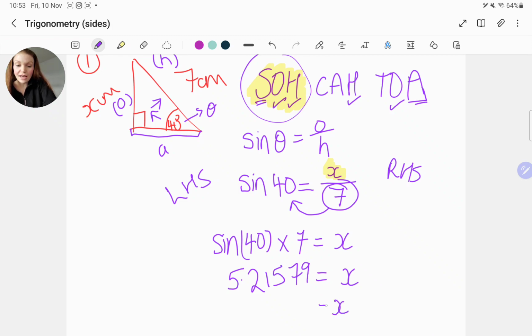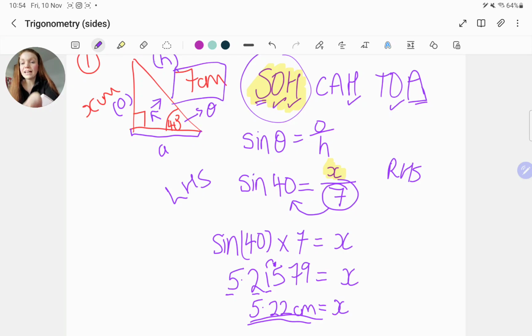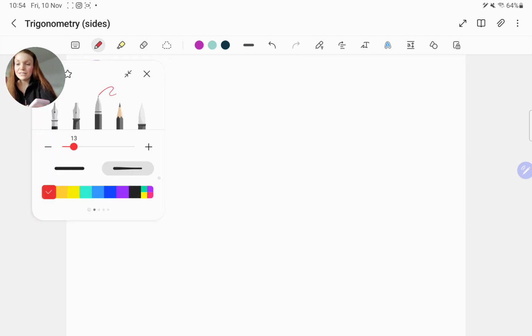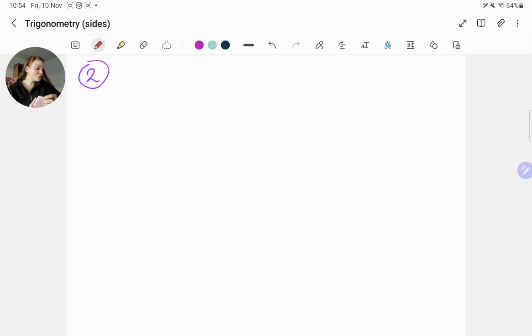5.21579. So let's round that to 3 significant figures. First significant figure, second significant figure, third. Look to the one to the right of it. It's 5 and above, so we're going to go up. So it's going to be 5.22 centimeters. Now remember back to Pythagoras, we know that the hypotenuse side, this one of 7, is always the largest. Is 5.22 smaller than that? Yes, it is. So we've probably done it correct. Okay, let's try another one. If you need to pause and try that one yourself, please do.